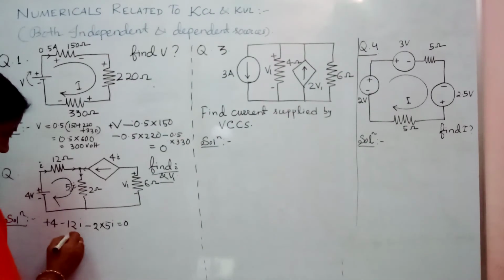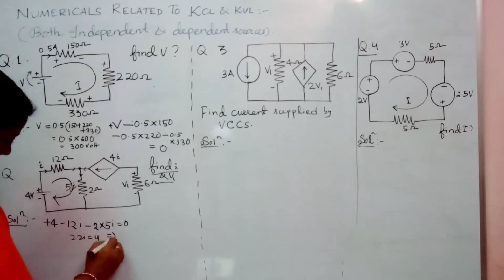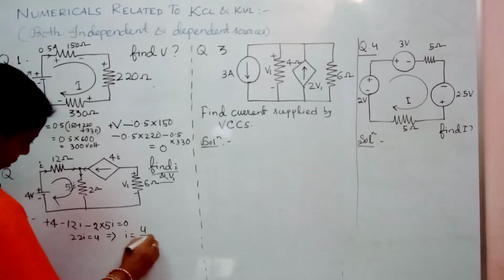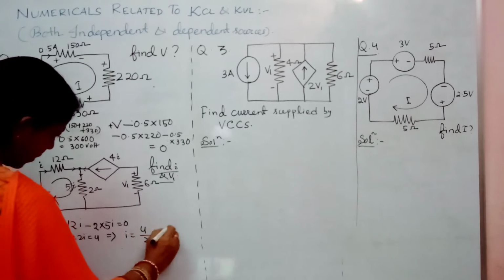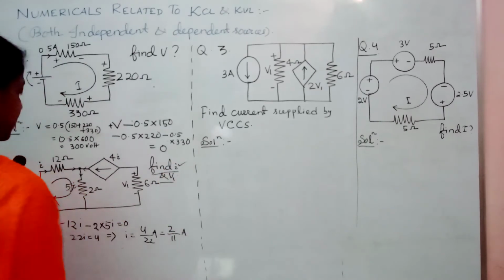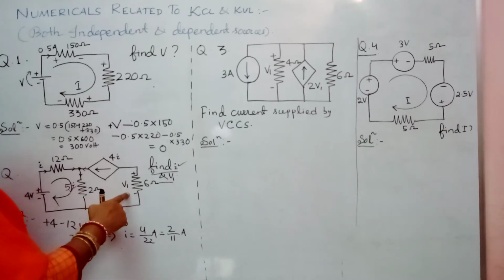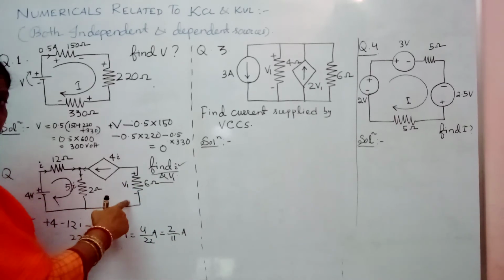So how much will you get? This is 12, this is 10. So 22I equal to 4 implies I equal to 4 by 22 amp equal to 2 by 11 amp. So you got your I first. Now they are asking you to find the value of V1. What is this V1? The drop across the 6 ohm resistor.